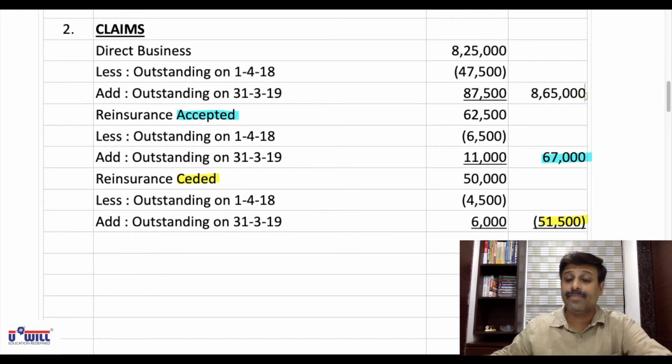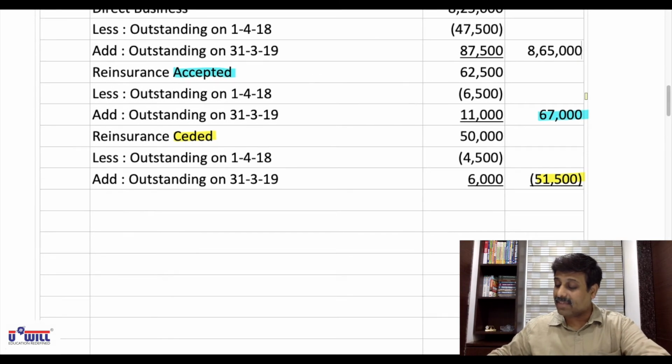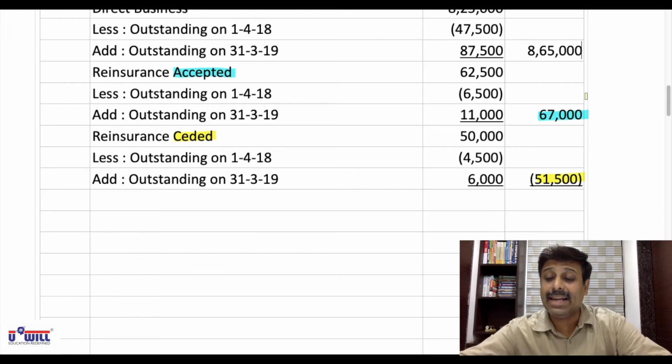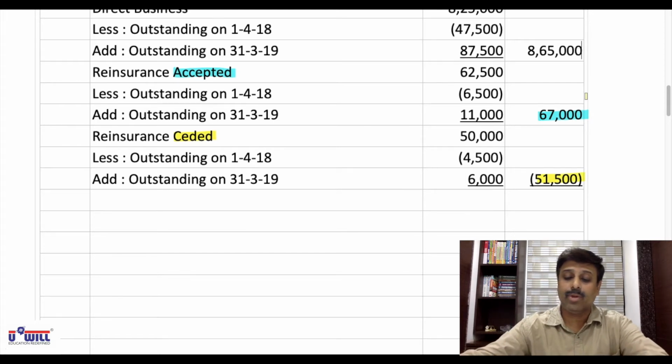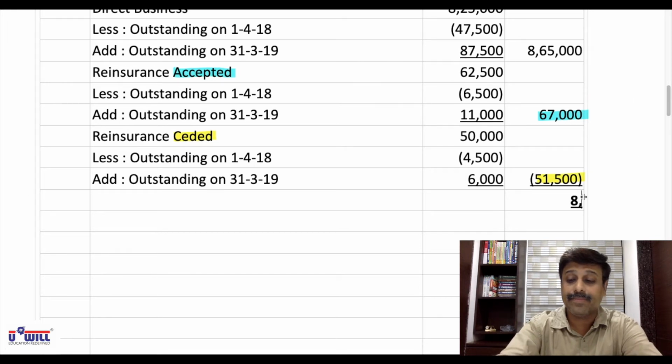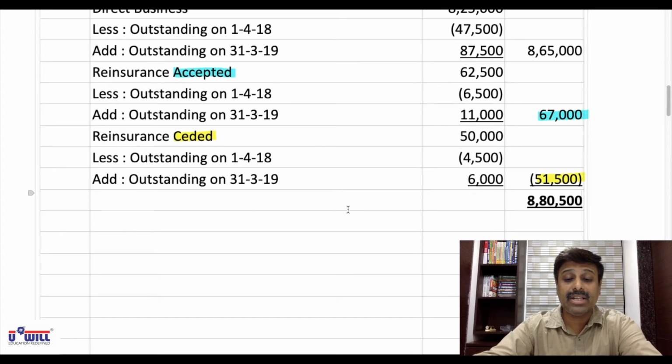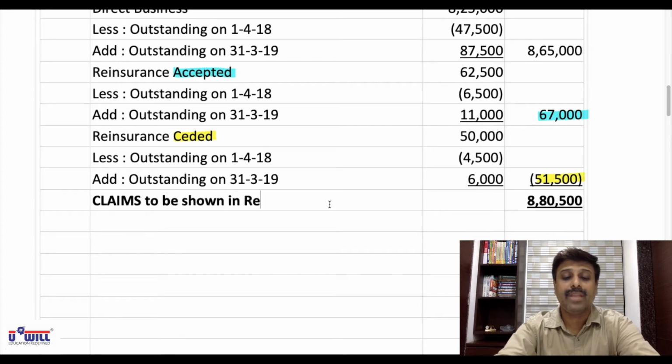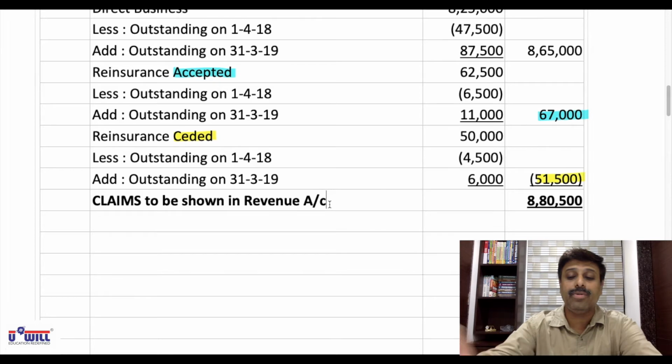8,65,000 plus 67,000 we will add, minus 51,500 we will subtract. So it is 8,80,500. What is this? This is the claims amount to be shown in the revenue account.